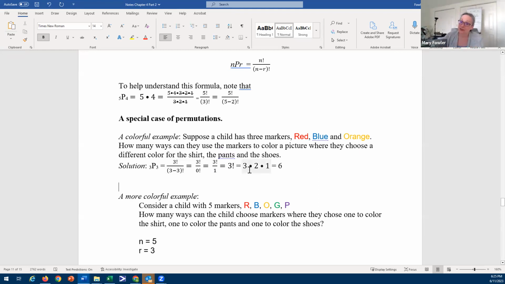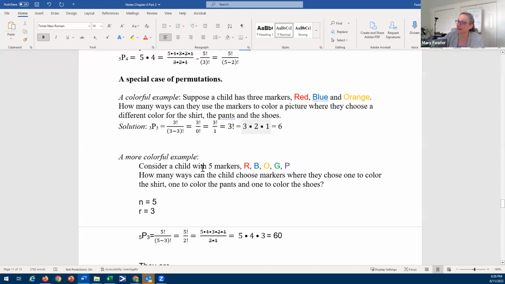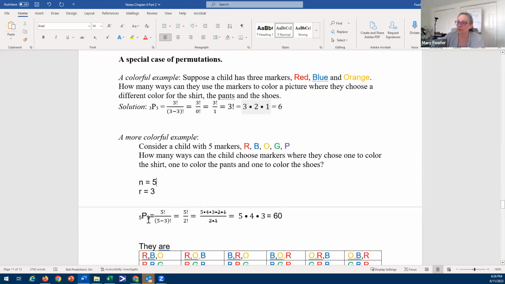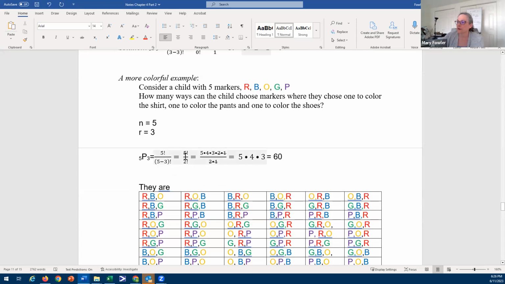Okay. So this kid, we're going to get a little more colorful. So the child has now 5 markers. So here are my 5 markers: red, blue, orange, green, and purple. How many ways can the child choose markers where they have to choose 1 to color the shirt, 1 to color the pants, and 1 to color the shoes? Okay. And so this is 5 markers total, and we're going to choose 3, and order matters here. So it's 5 permute 3. Okay, so it's 5 factorial over 5 minus 3 factorial, 5 factorial over 2 factorial. Okay, and we see that that's equal to 60.